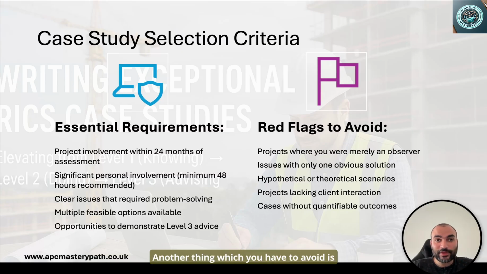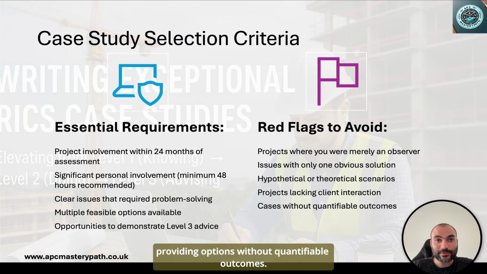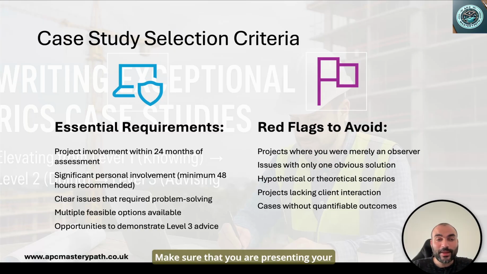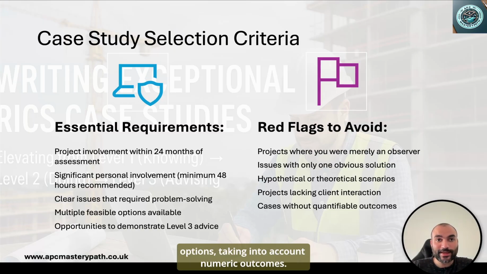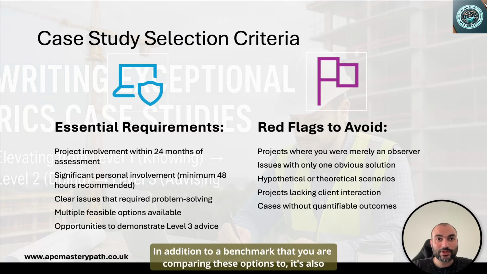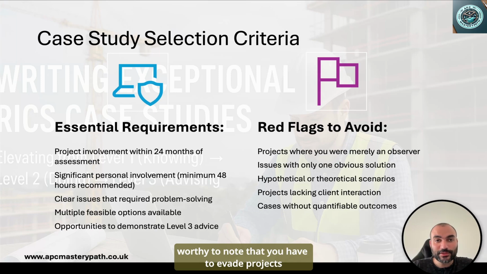Another thing which you have to avoid is providing options without quantifiable outcomes in terms of time, cost, quality, and risk outcomes. Ourselves as QSs and cost consultants, we have to see numbers in order to make the best sense of what we are reading. Make sure that you are presenting your options, taking into account numeric outcomes, and then at the end, after presenting all your options, you have to make sure that you have a summary table which tackles all of them, the time, cost, and quality impact of all of them, in addition to a benchmark that you are comparing these options to.